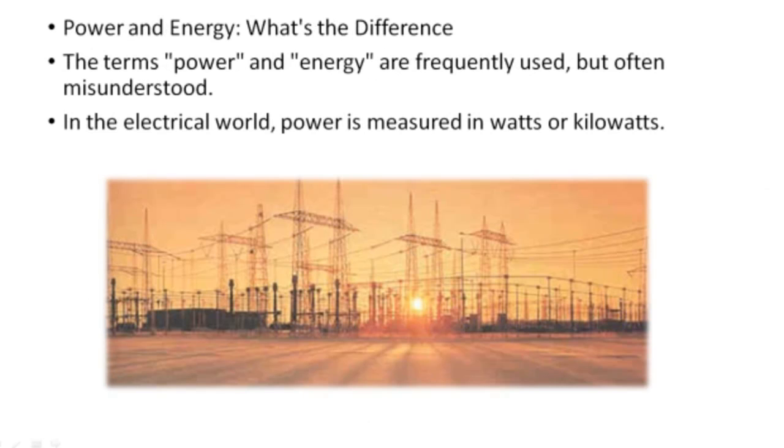A few terms and their differences. Power and energy. So what's the difference? The terms power and energy are frequently used but often misunderstood. In the electrical world, power is measured in watts or kilowatts. Power is an instantaneous measure like the speed of a car. In the electric world, power is a measure of the rate of flow of energy.